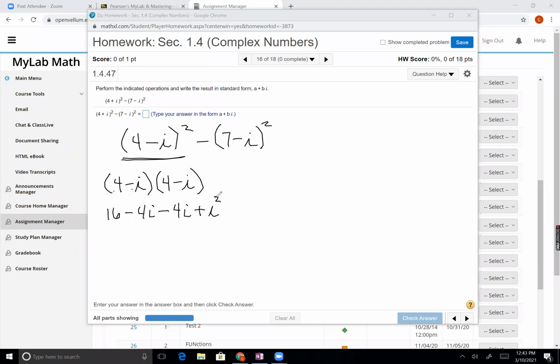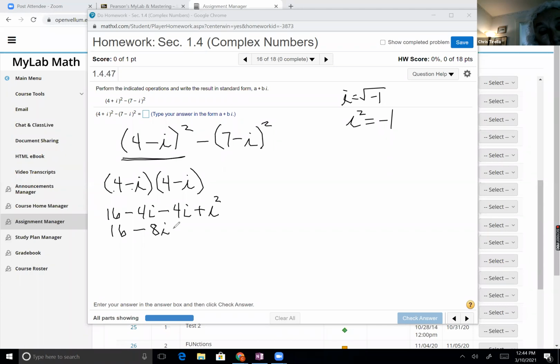Then what you have to remember is we never leave i with an exponent on it. Since we defined i as the square root of negative 1, i squared is just equal to negative 1. So this becomes 16 minus, combining those two, 8i minus 1. So this part is 15 minus 8i. Happy so far? Yeah.